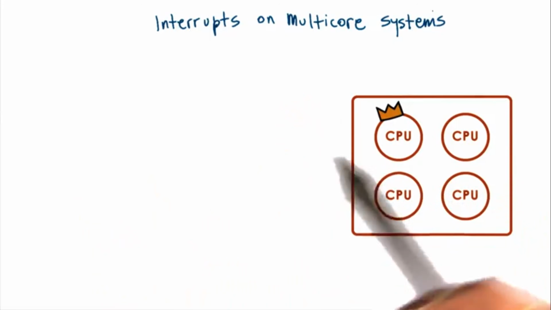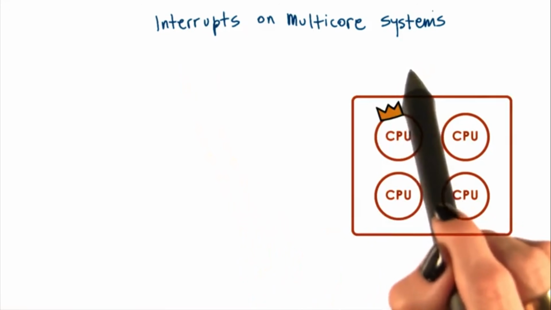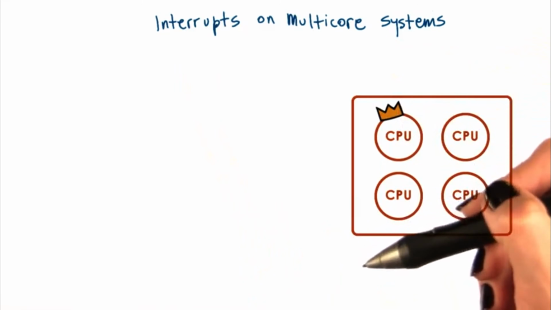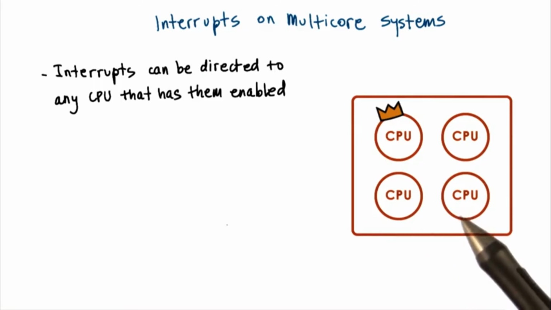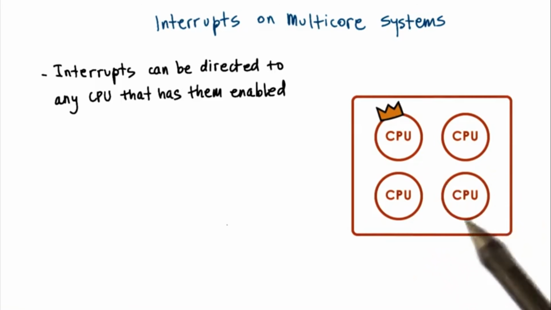I would like to make some final notes about interrupts, and specifically interrupts in the presence of multi-core systems. Actually, this applies not just to multi-core systems, but to multi-CPU systems in general. On a multi-CPU system, the interrupt routing logic will direct the interrupt to any one of the CPUs that at a particular point in time has that interrupt enabled.